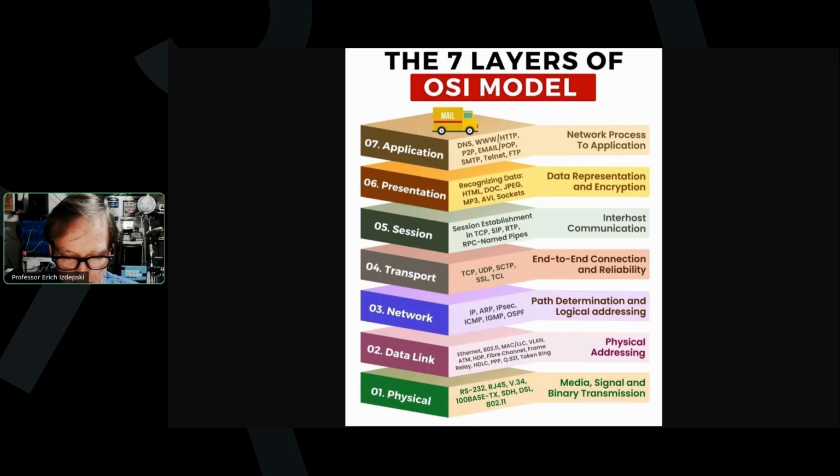Name a device in a desktop PC that operates primarily at the data link layer. Well, that's going to be the network interface card, right? Which has the MAC address. So that's kind of cool.